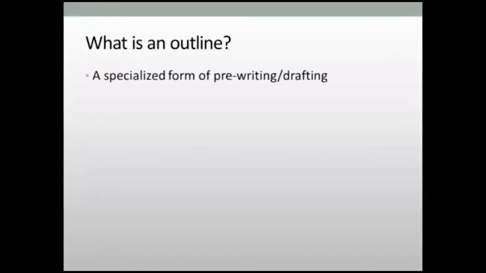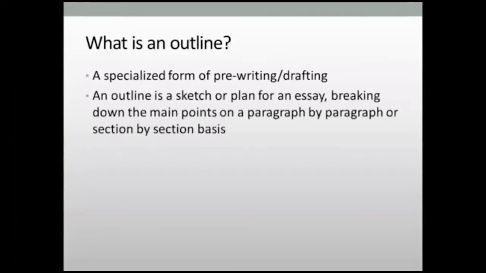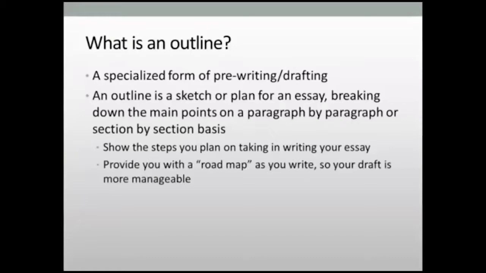An outline is a special form of pre-writing or drafting. It allows you to sketch out a full plan for an essay, ordering your main points as you will write them paragraph by paragraph or section by section. This helps you keep in mind the steps you will take in writing your essay, as well as provide you with a sort of roadmap of the essay as you write, so your final draft will be more manageable, and it will help you track your evolving thesis in Essay 3.